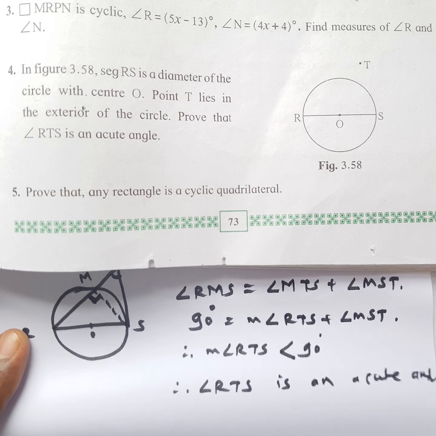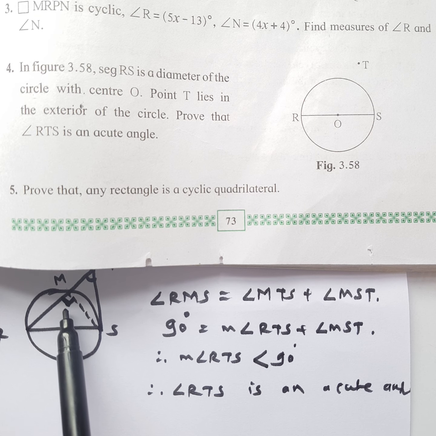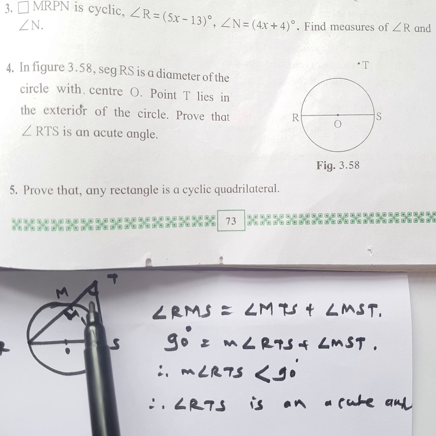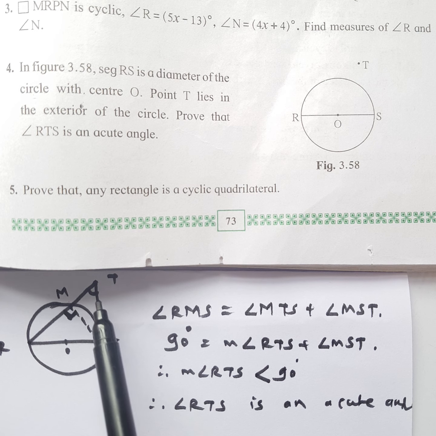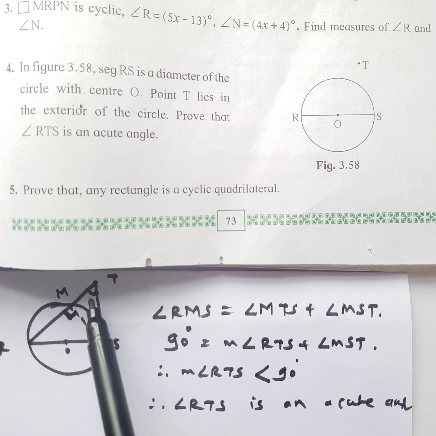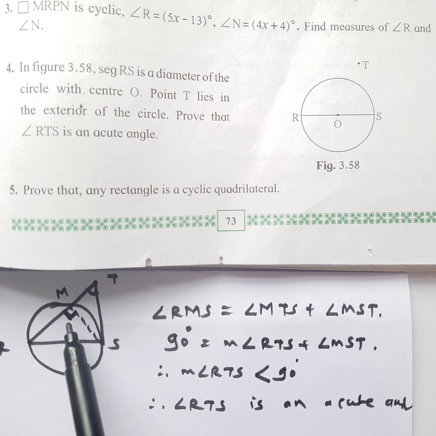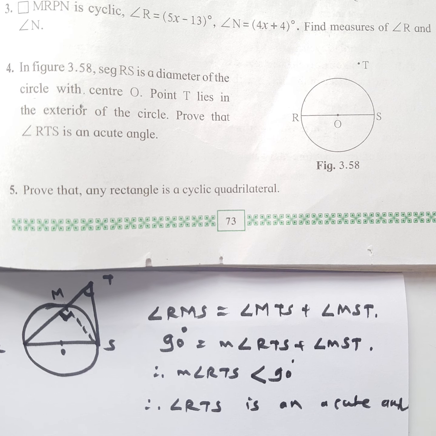In this way, we can prove it by drawing this construction, as the measure of the exterior angle is the sum of this angle T and angle S. Angle M, that is angle RMS, must be greater than angle T, means angle T must be less than angle RMS. Angle T must be less than 90 degrees, means angle T is an acute angle.